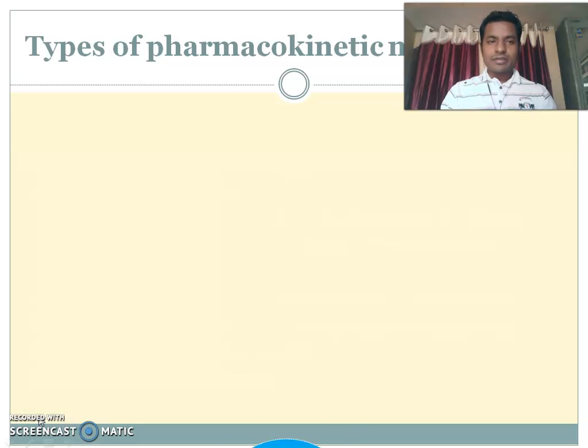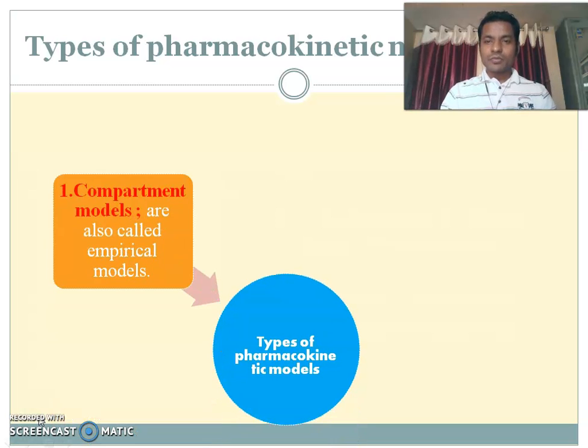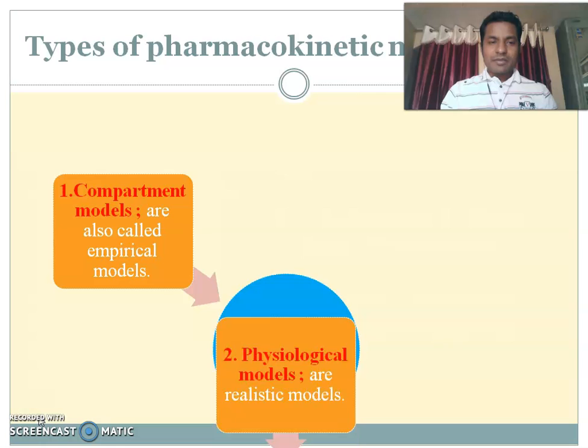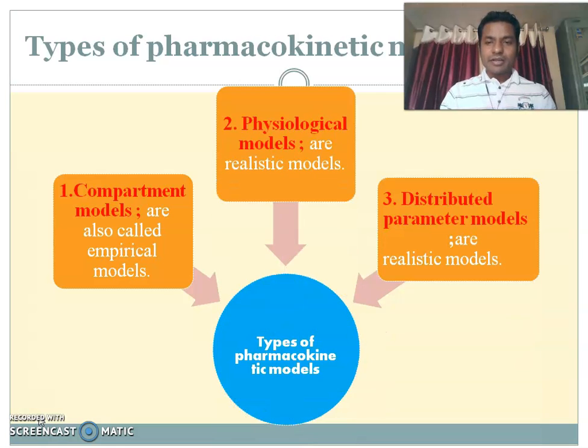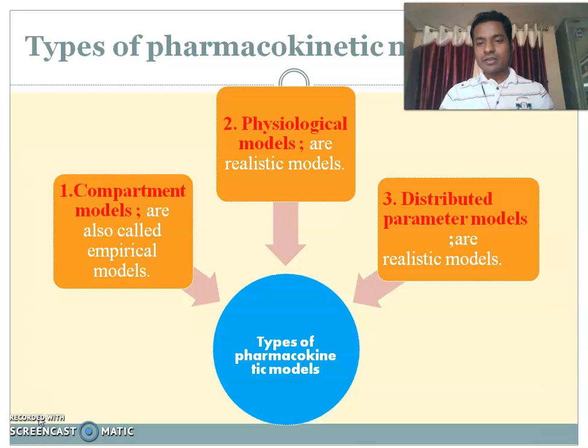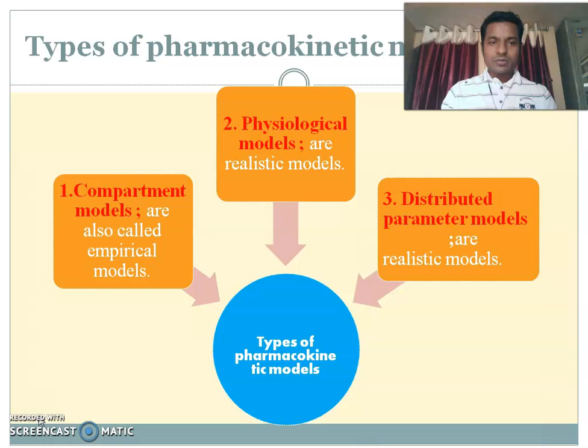Now we know the types of pharmacokinetic models. Basically, there are three types. The first one is the compartment model, which we call an empirical model. The second one is the physiological model, which is a more realistic model, and the third one is the distributed parameter model. These are also more realistic models. So in this video we are going to discuss the compartment models. Now we are going to start.